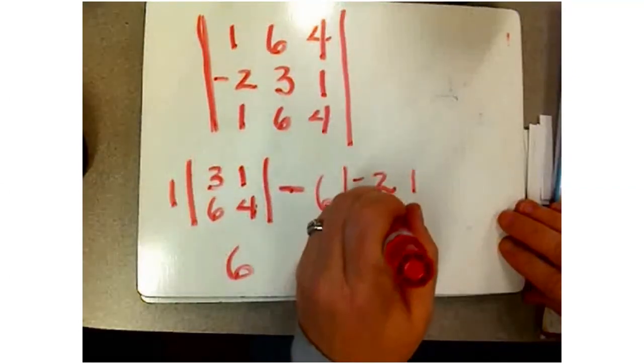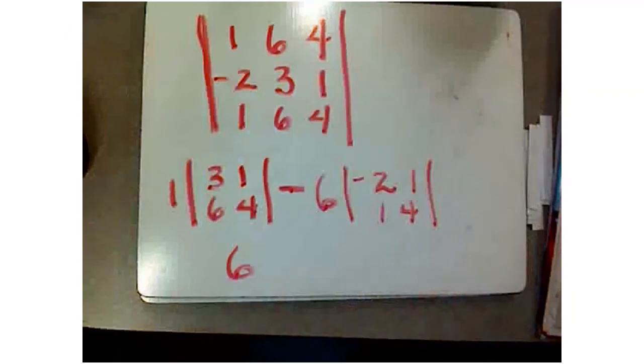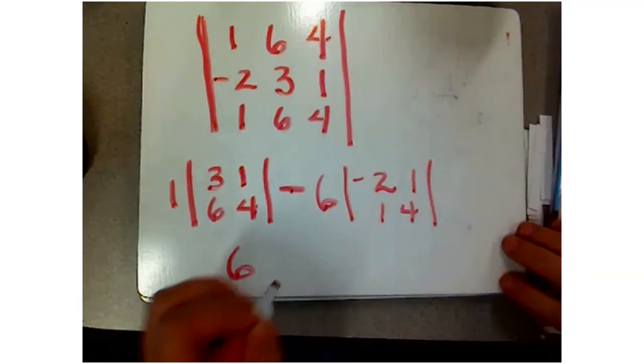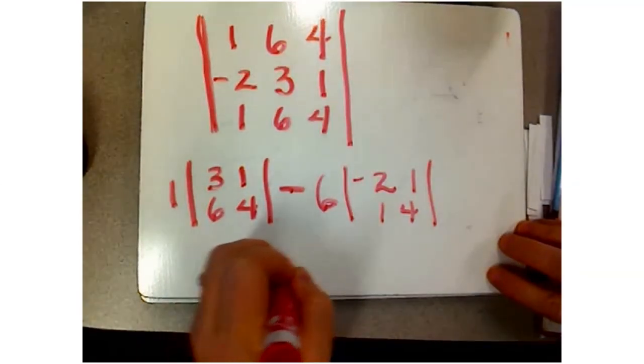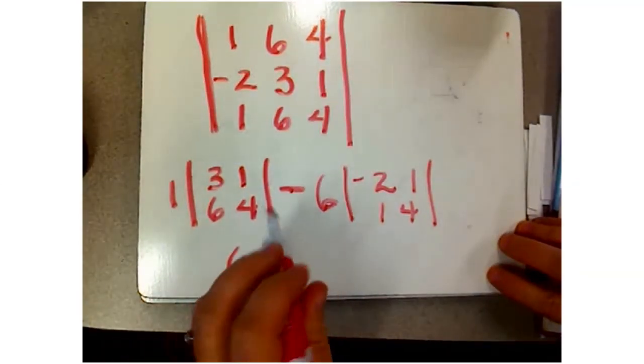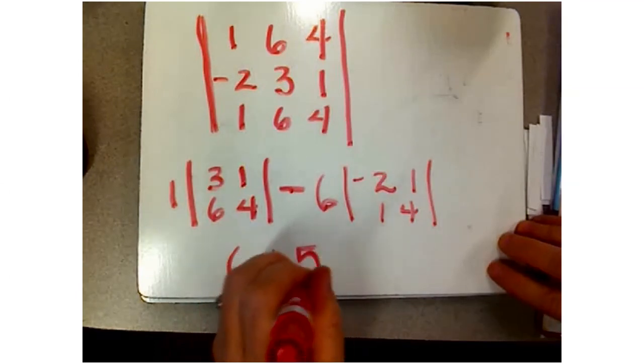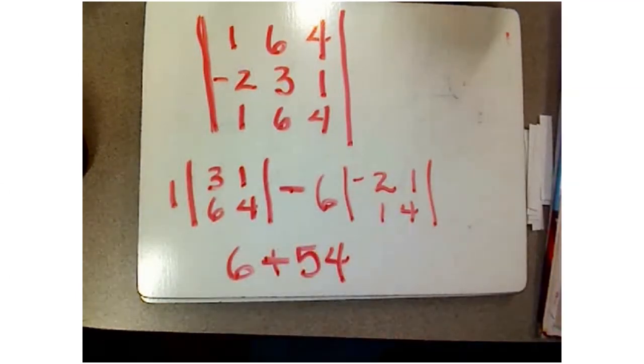2, 1, 1, 4. Good. Negative 2, 1, 1, 4. What is the determinant of negative 2, 1, 1, 4? Negative 8 minus 1. What is negative 8 minus 1? Negative 9. What is negative 6 times negative 9? Positive 54. So you have 6 plus 54.